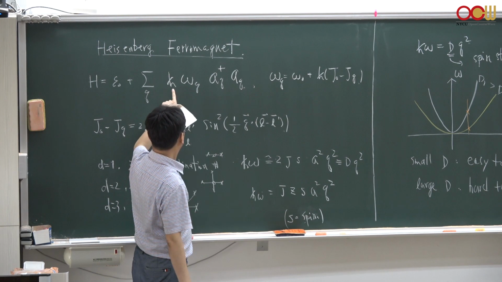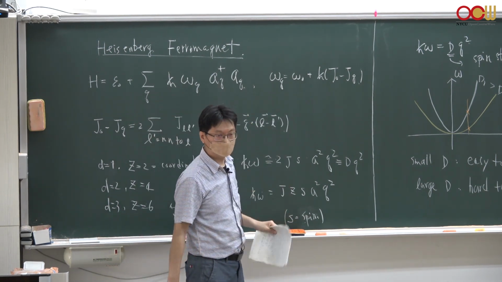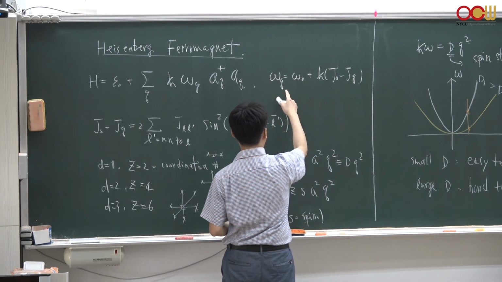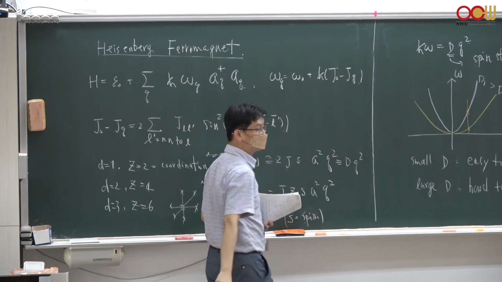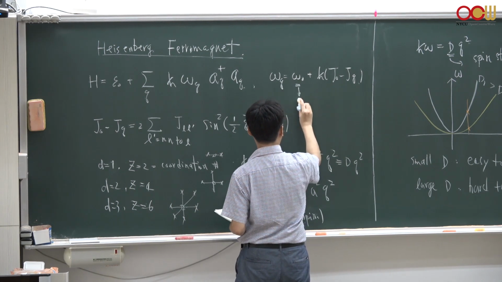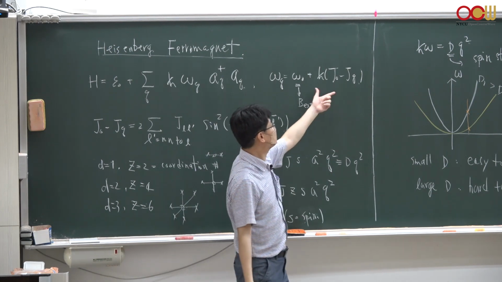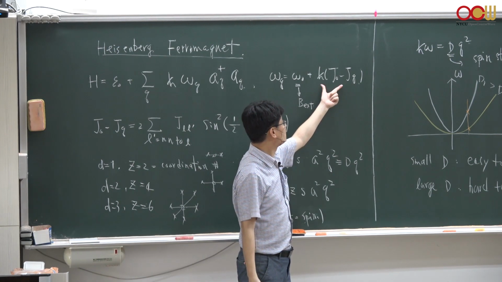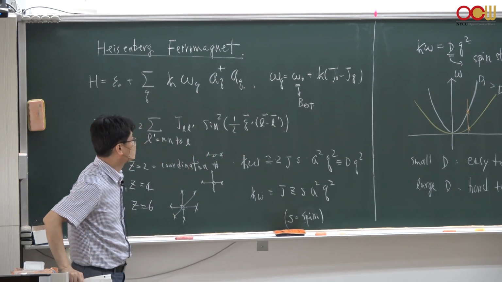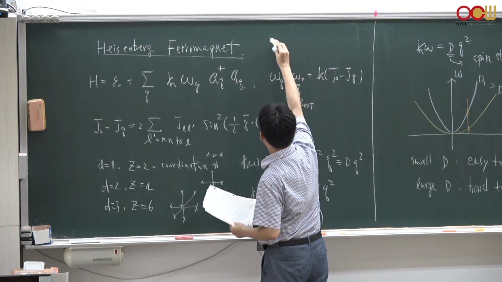normal modes h bar omega q a dagger q a q, where this omega q is called the magnon dispersion, or magnon frequency as a function of q, with omega 0 depending on the external field. And the most important factor is this last one, h bar times J0 minus Jq, where J of q is a Fourier transform. This coupling constant is the Heisenberg nearest neighbor interaction.